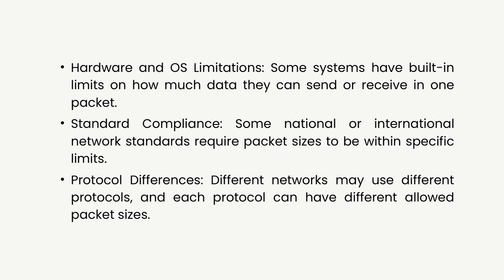If a device or network doesn't adhere to these standards, it can lead to issues like dropped packets or communication failures. Finally, protocol differences play a crucial role. Different networks often use different protocols, and each protocol may define its own allowed packet sizes. This means that what works smoothly in one network environment might need adjustments in another. All these factors, hardware limits, standards, and protocols, are interconnected. They highlight how important it is to understand the constraints we face in real-world networking. Recognizing these limitations helps us design more robust and compatible systems.